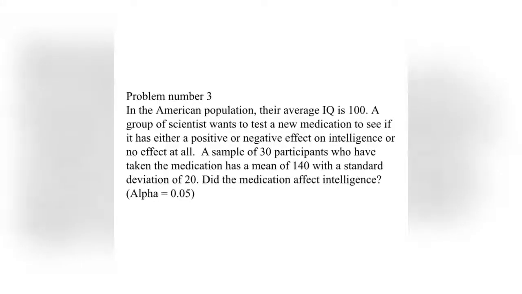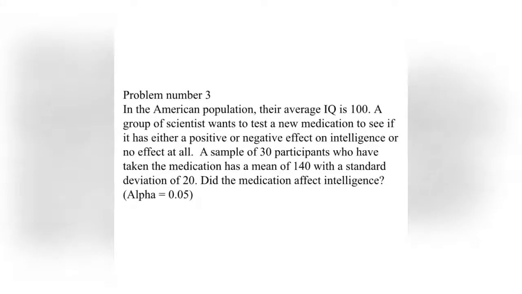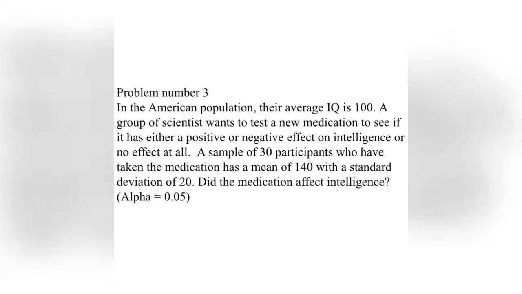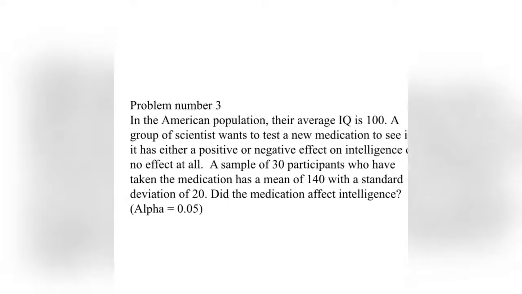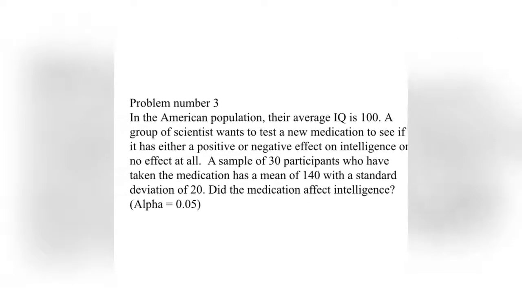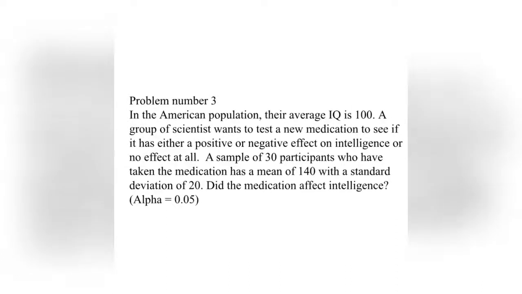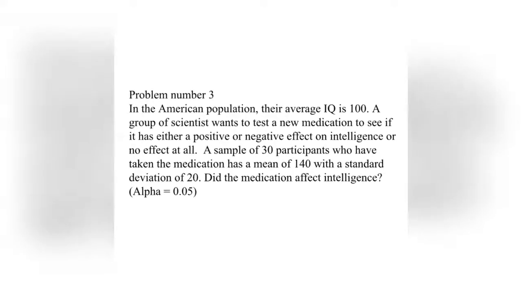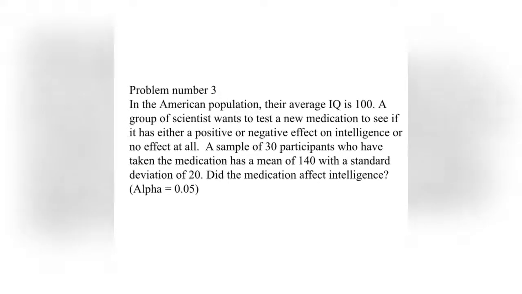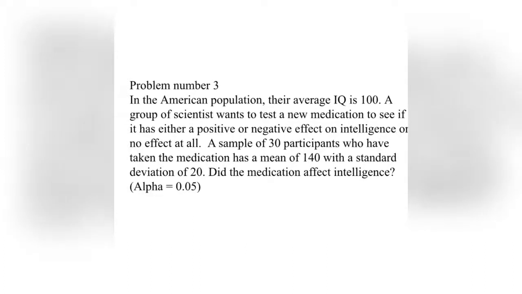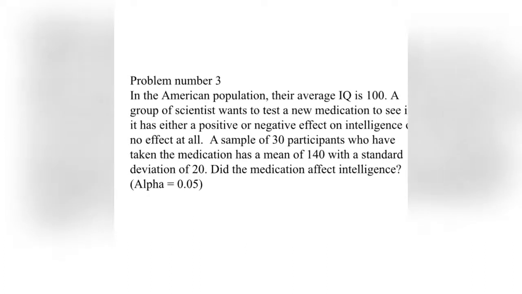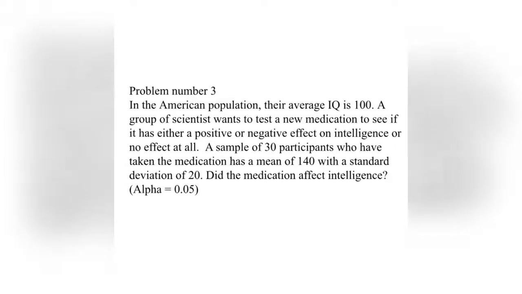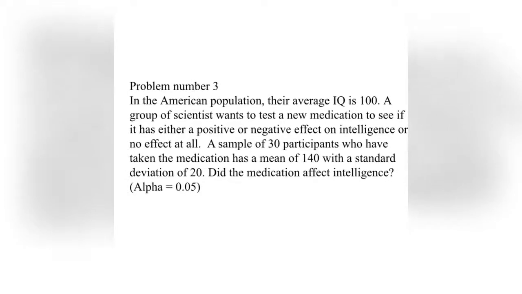In the American population, the average IQ is 100. A group of scientists wants to test a new medication to see if it has either a positive or negative effect on intelligence, or no effect at all. A sample of 30 participants who have taken the medication has a mean of 140 with a standard deviation of 20. Did the medication affect intelligence? Use alpha 0.05.